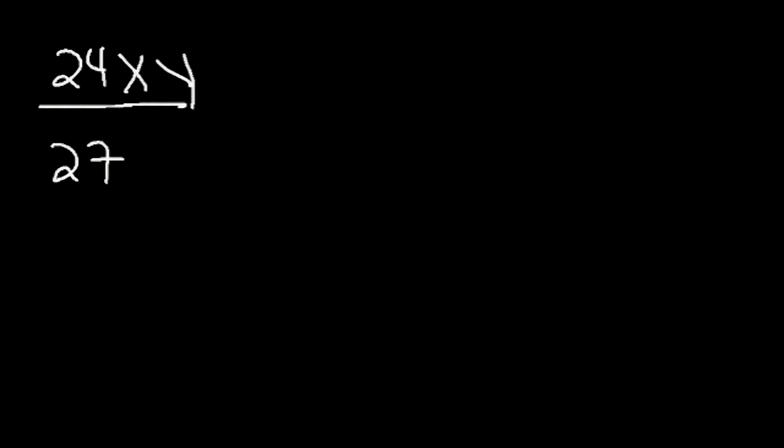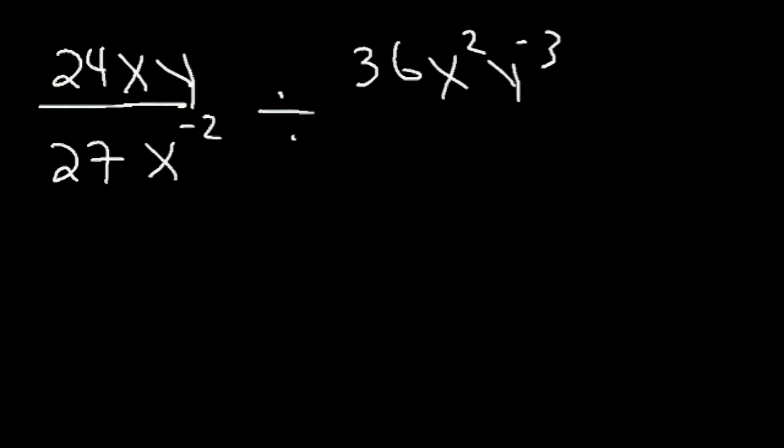So now it's your turn. Try this one. 24xy divided by 27x to the negative 2, divided by 36x squared y to the negative 3 over 45xy to the 4th.